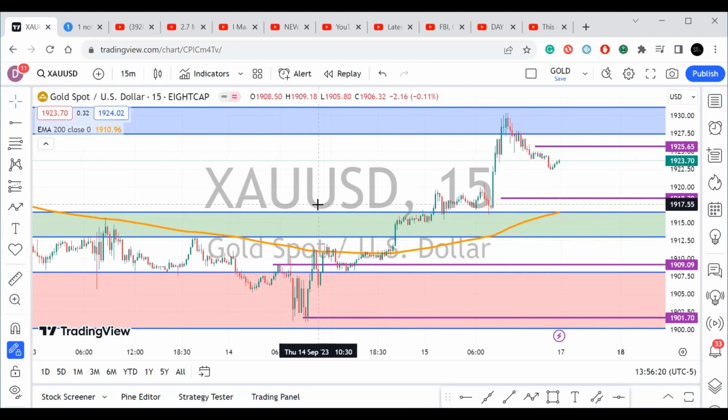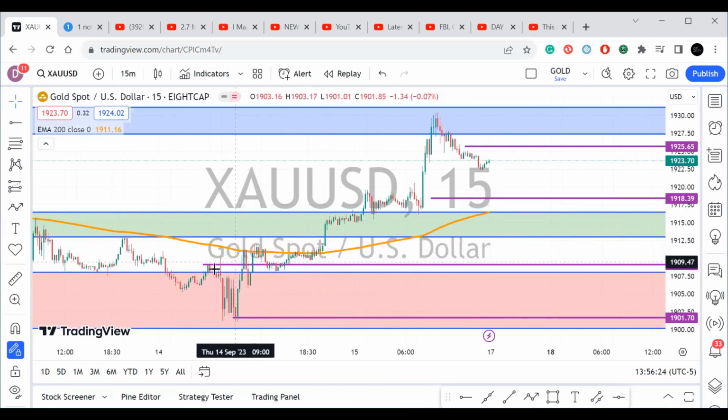Was it on Friday or was it on? No, this was on Tuesday, on Thursday evening. So this was the last sell structure. You see how price broke? We had a pullback, then we have the continuation to the upside.